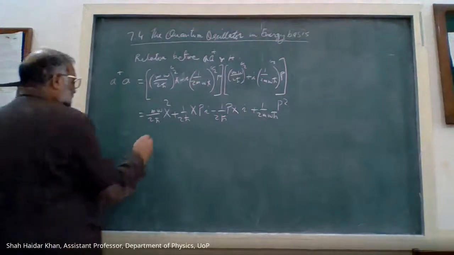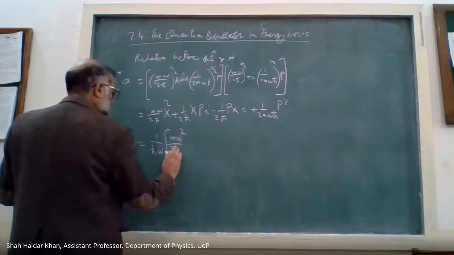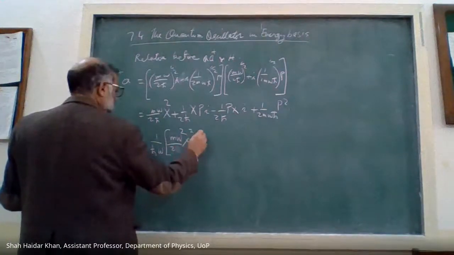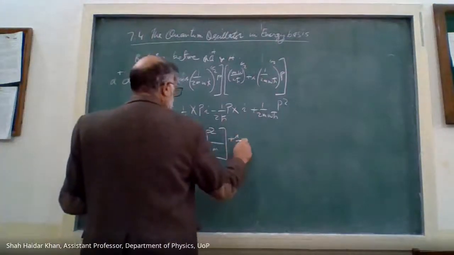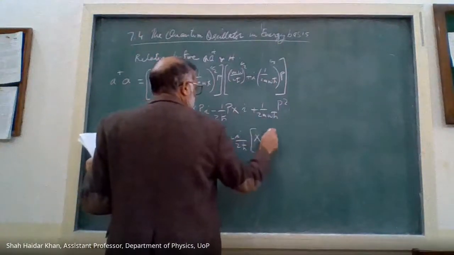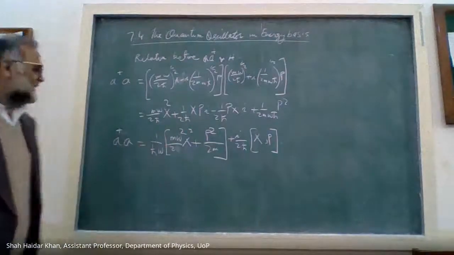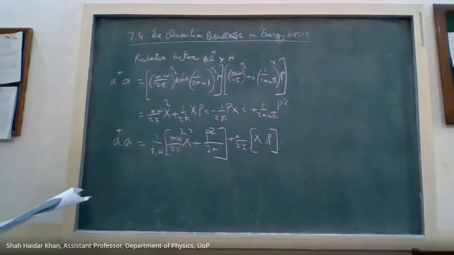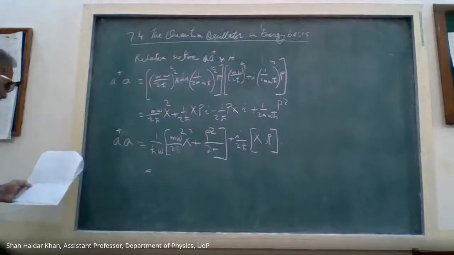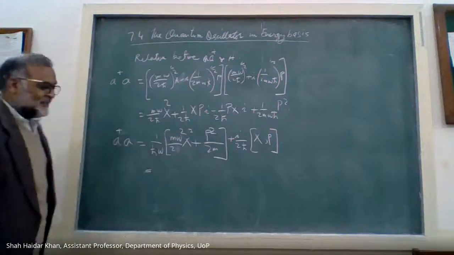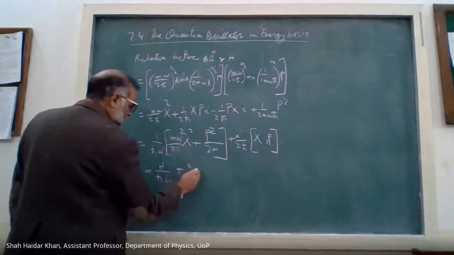Okay, by further simplification, A dagger A will be equal to (1 over h cut omega) times [m omega squared over 2 x squared plus p squared over 2m], plus the imaginary part, i over 2 h cut times the commutator. So we get A dagger into A in this form. The bracket is equal to the Hamiltonian of the very first. That is the Hamiltonian, right? So the Hamiltonian divided by h cut omega, plus i over 2 h cut.